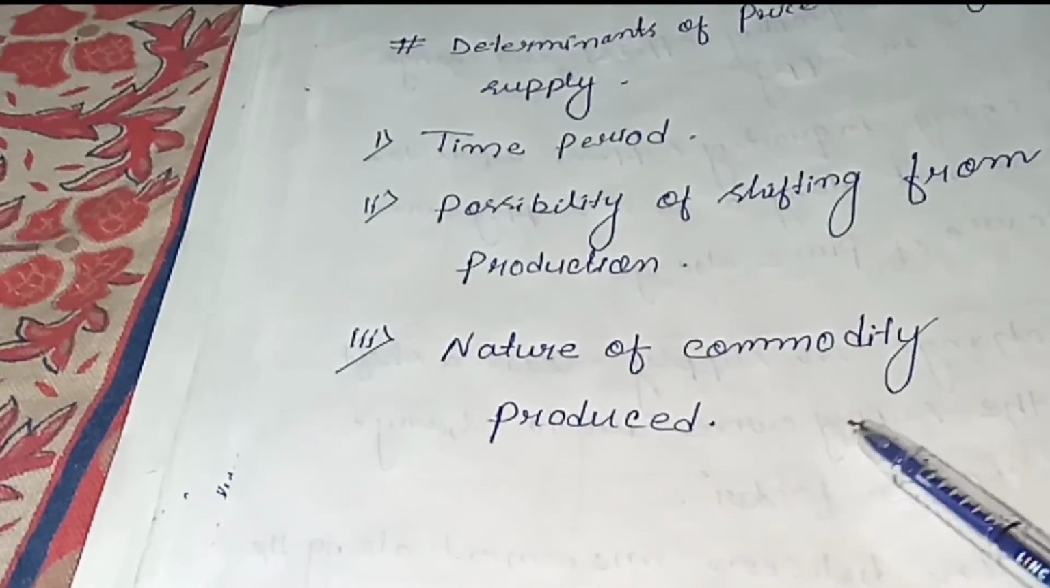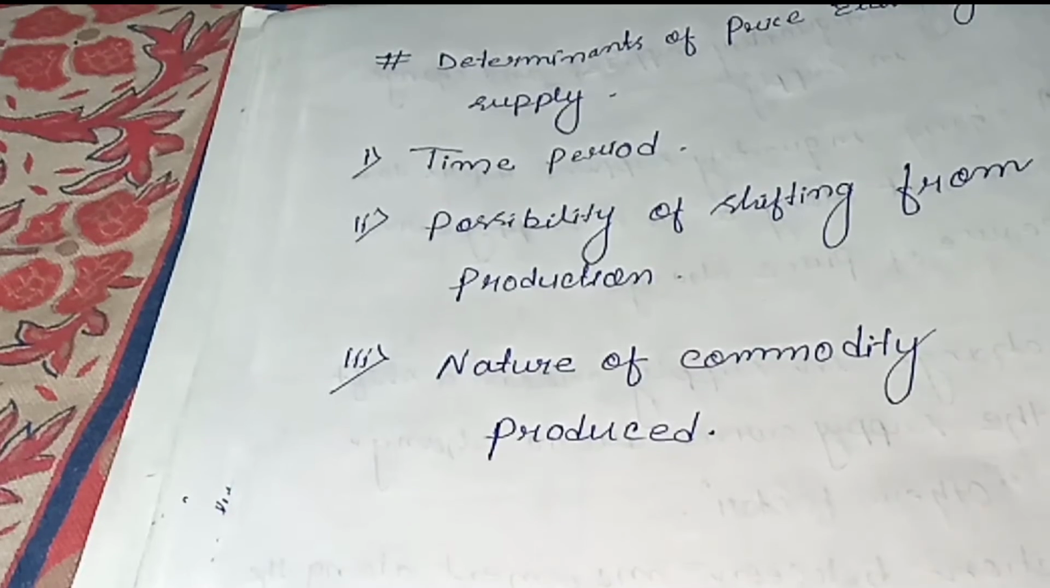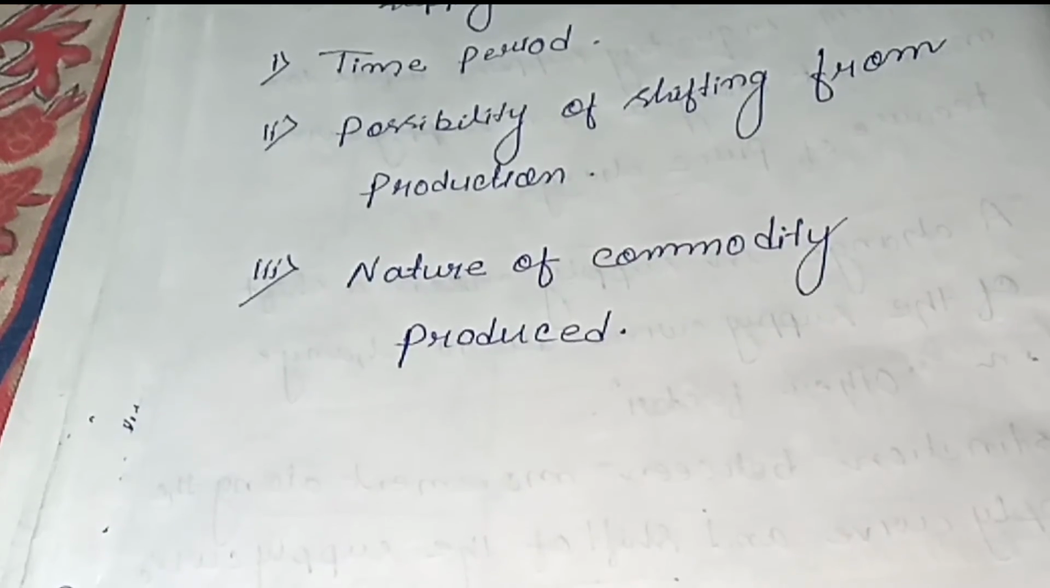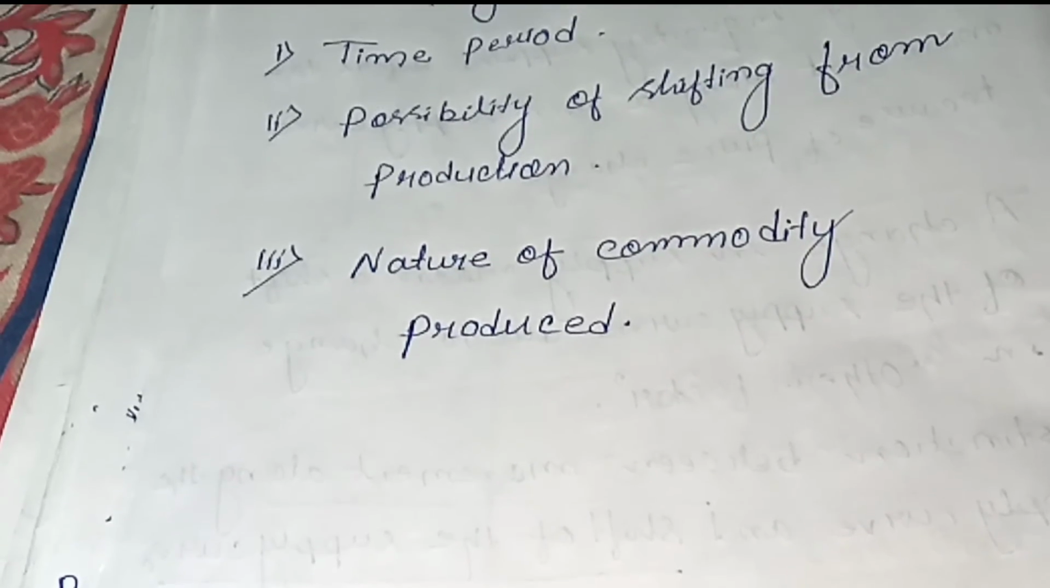Nature of the commodity: durable goods, and perishable goods like vegetables, fish, eggs, etc.